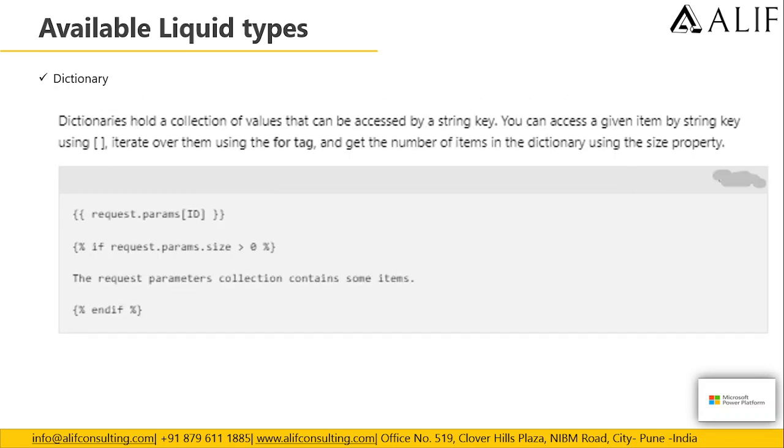So what is a dictionary? Dictionaries hold a collection of values that can be accessed by a string key. You can access a given item by string key using this symbol, iterate over them using the for tag and get the number of items in the dictionary using the size property.